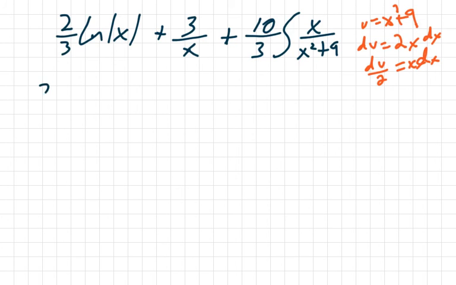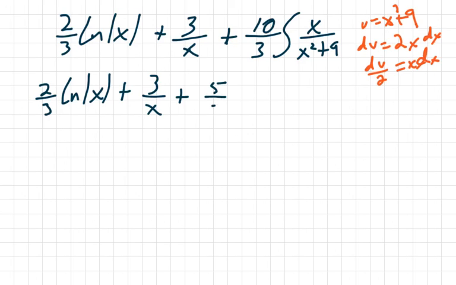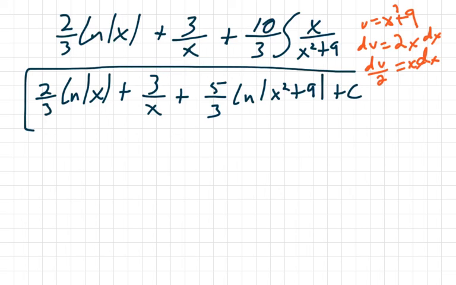So now I can come back over here. 2/3 ln absolute value of x plus 3 over x, which we did on the other page. If I take the 2 out, it's going to be 10 over 6, so that's going to reduce to 5/3, which is beautiful. And then I'm going to have 1 over u, integrate that. I get the ln of u, which is the ln of x squared plus 9, and then plus my constant. Again, just using substitution method.